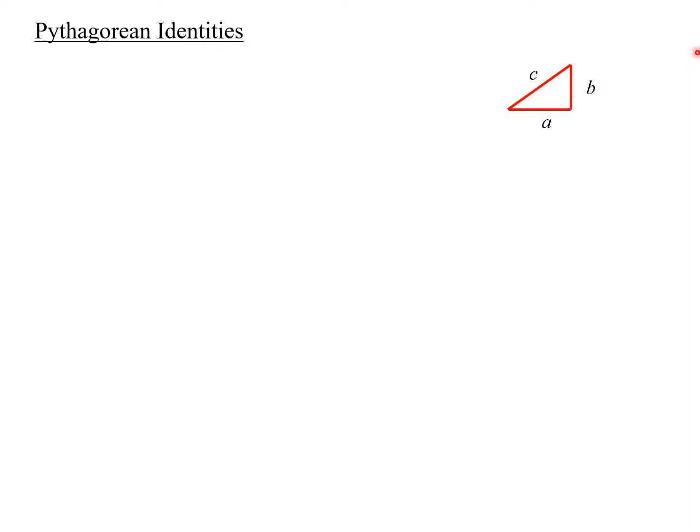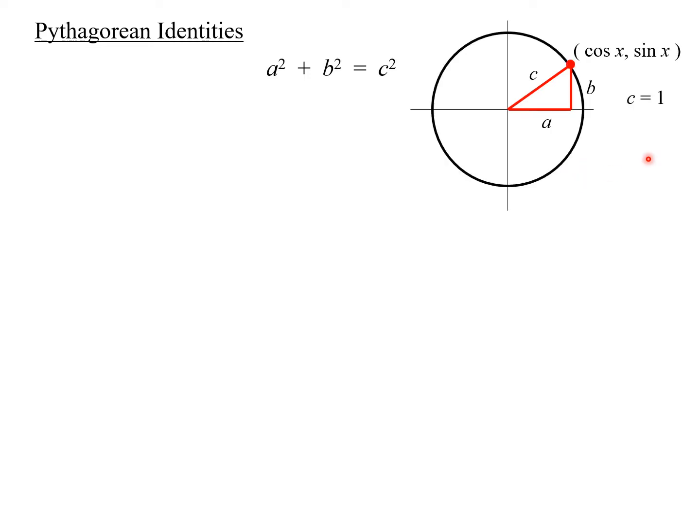Now the Pythagorean identities. For a right triangle with legs a, b, and hypotenuse c, we know that the Pythagorean theorem works. But now let's apply this right triangle. Let's put it on the unit circle. Okay, and if it is with a hypotenuse of 1, then this point right there has coordinates cosine of x and sine of x. And cosine of x, remember, is the x coordinate. That would really be the same thing as a. The sine function would really be the same thing as b, all right, the y coordinate.